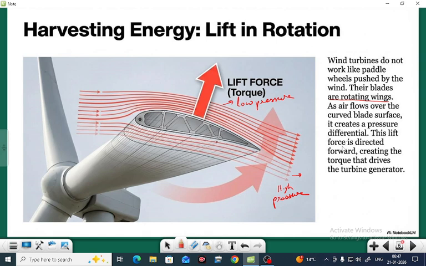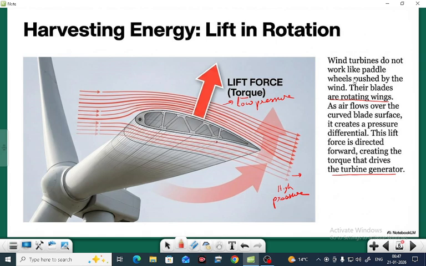This lift force is directed forward, creating the torque that drives the turbine generator. So it creates a torque, and so it revolves very easily. Lift force means it creates a torque actually. Harvesting energy, lift in rotation.